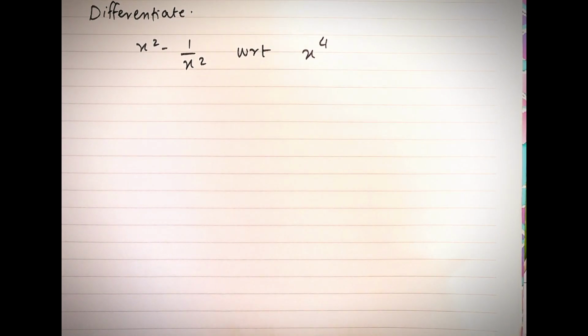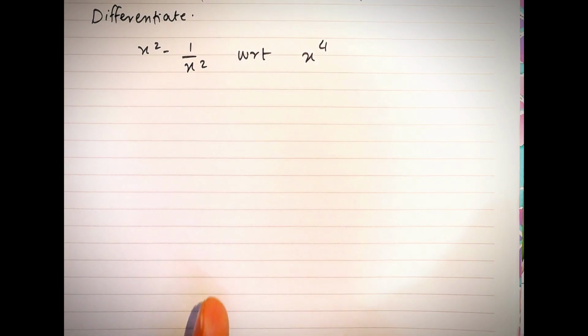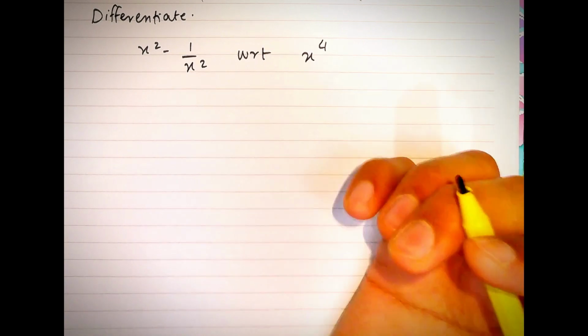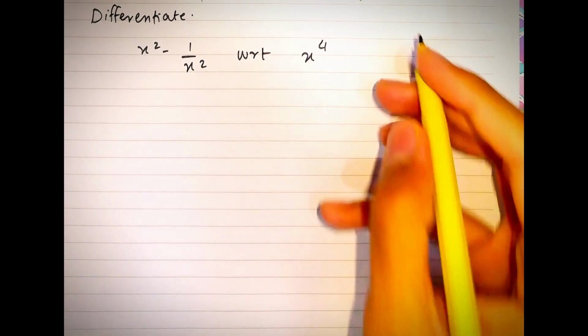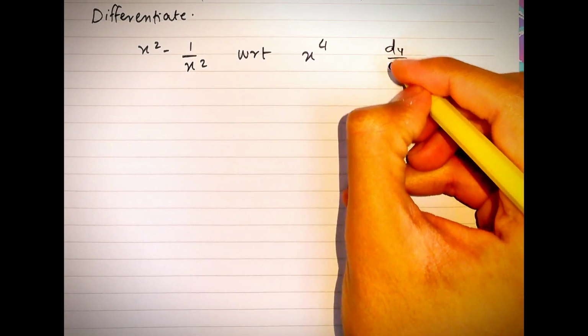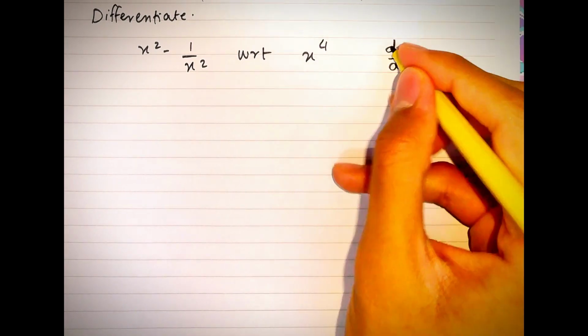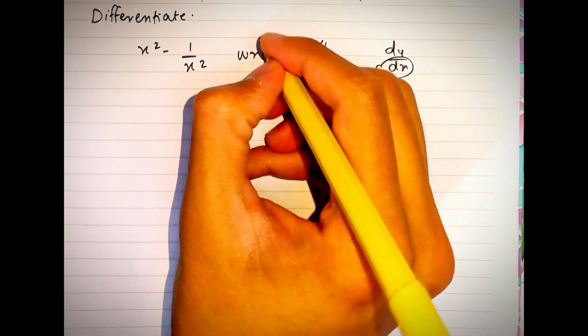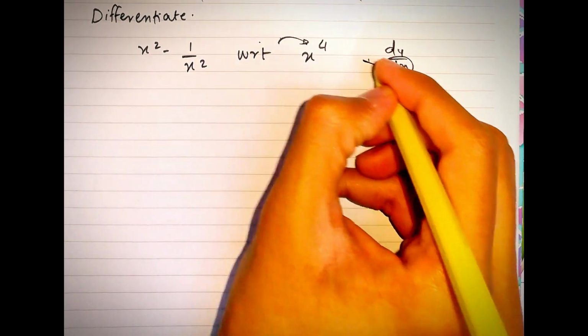Okay, so now we have to differentiate (x² − 1)/x² with respect to x⁴. Now, a couple of things going on over here. You see this word "with respect to", what is this with respect to? We know that there is dy by dx, right? And the thing which comes after "with respect to" is present in the denominator.